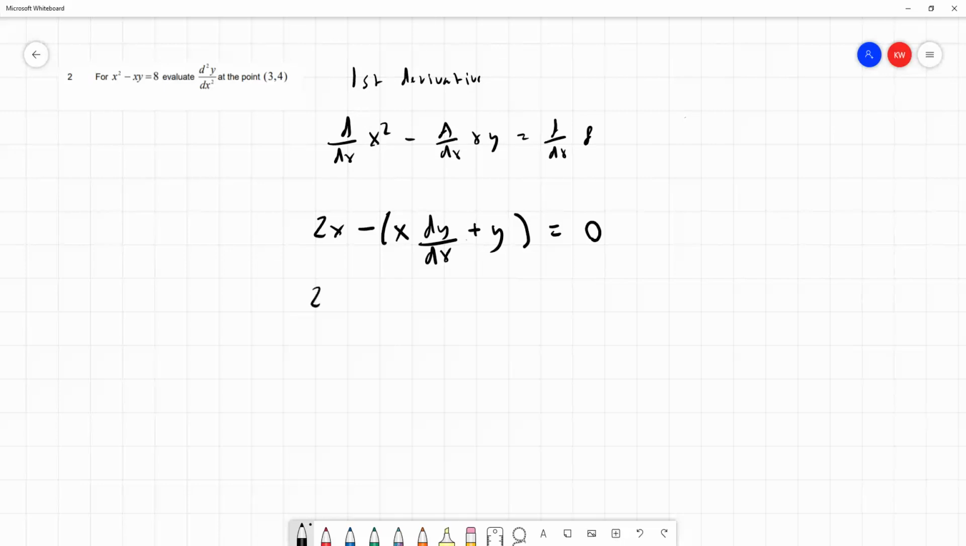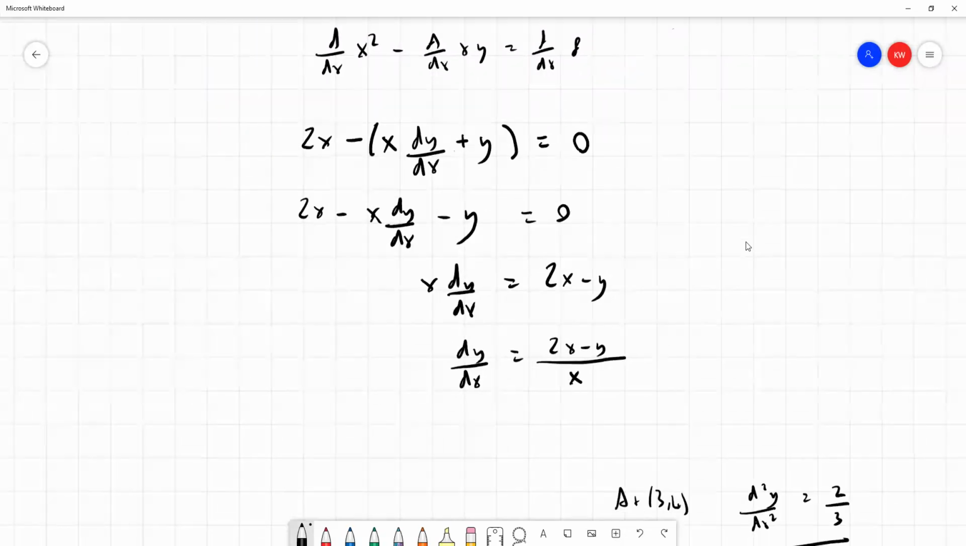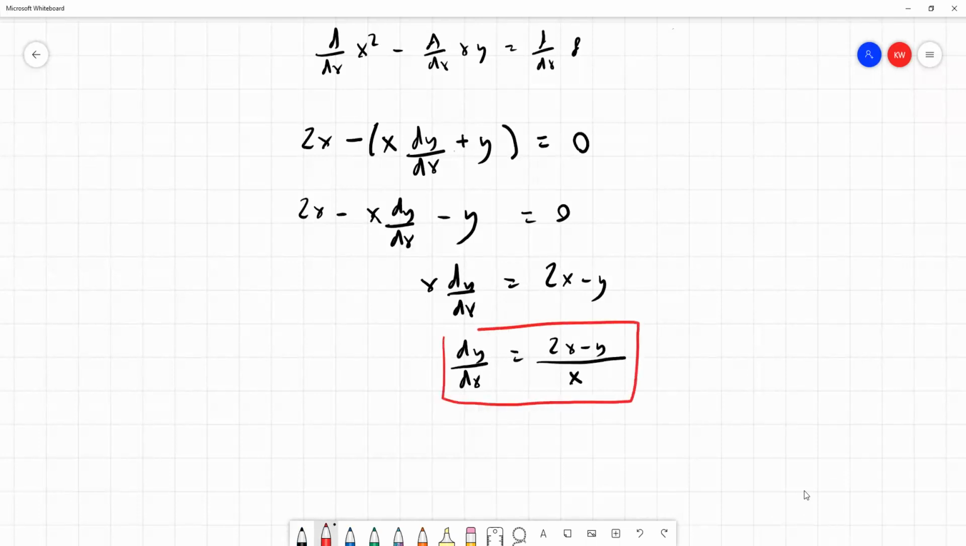So tidying up here, we have 2x minus x dy by dx minus y is equal to 0. And then we can take the dy by dx term with the x across, swap over to get 2x minus y. And then lastly, divide through by x to get dy by dx is equal to (2x minus y) over x. And I'll put this in a little box to say this is our expression for the first derivative.